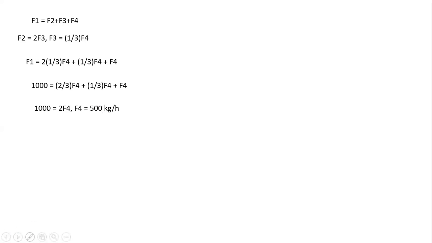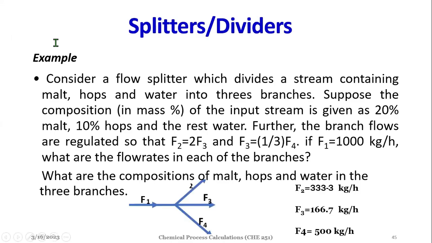But you also realize from the question that F3, we said, is 1/3 F4. So if I find 1/3 of the 500, it will give me the flow rate for F3. That's 166.67. And then we are also told that F2 is 2 times F3. So once I find the flow rate for F3, the 166.7, I can multiply it by 2 to get the flow rate for F2.